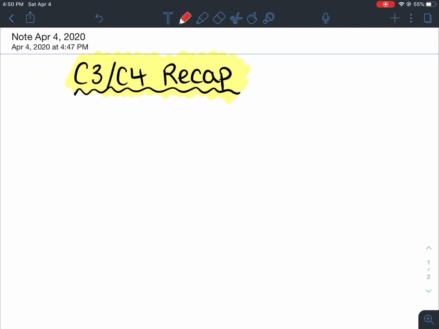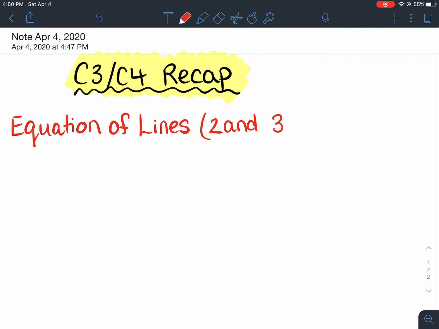Okay, so in C3C4, the first thing we learned was equations of lines. And we did this in 2 and 3 space. So the different types of equations of lines that we learned are, so we talked about vector equations.